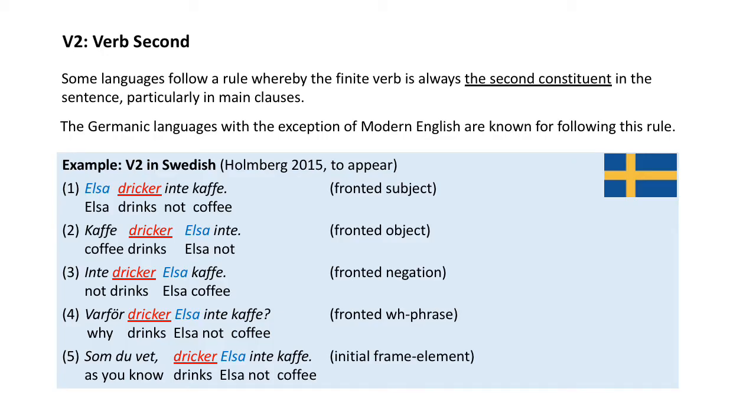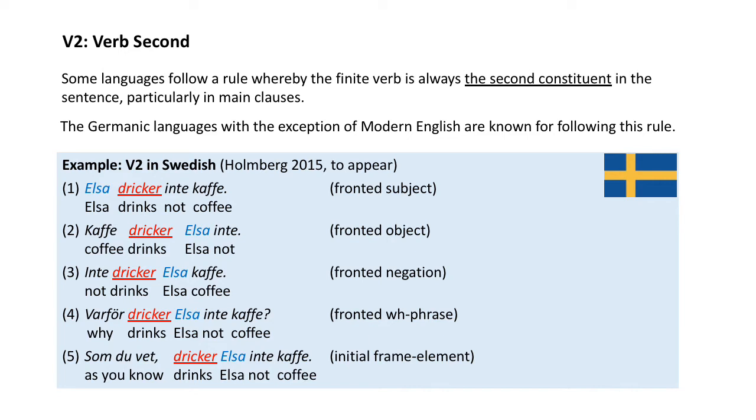First of all, a short explanation of what verb second is and how it is represented in Estonian. Verb second, or for short V2, is a rule whereby the finite verb is always the second constituent in the sentence. In particular, Germanic languages are known for following this rule, with the exception of modern English. Examples 1 to 5 illustrate how the verb second rule works in the Germanic language Swedish.